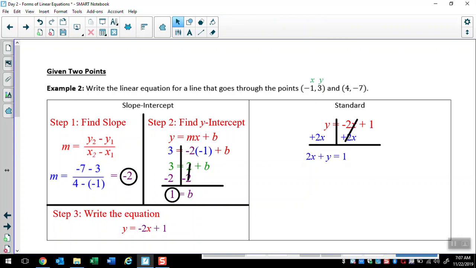I double check. Are all three of my coefficients whole numbers? They are. 2, 1, and 1, so we're good. And then I check, is this one here positive? It is, we're done. I don't need to do anything more to it.